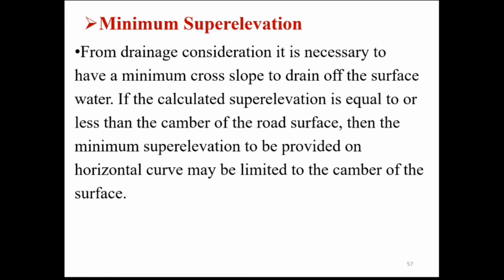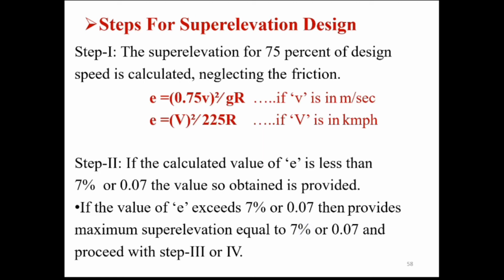The minimum super elevation. From the drainage point of view, it is necessary to have a minimum cross-sectional slope to drain off the surface water. If the calculated super elevation is equal to or less than the camber of the road surface, then the minimum super elevation to be provided on the horizontal curve may be limited to the camber of the surface.